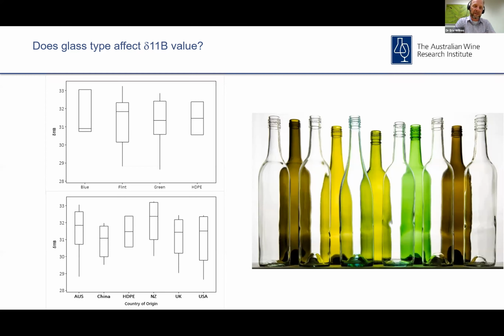And what we saw was that, once again, the variability in the boron due to the glass it was stored in was much, much smaller than the variability based on where the wine came from. So we're not worried about that impact of glass at all. We also looked at the impact of variety, and I haven't included this data here to keep the seminar to time, but once again, variety didn't make a major impact, just like vintage didn't.